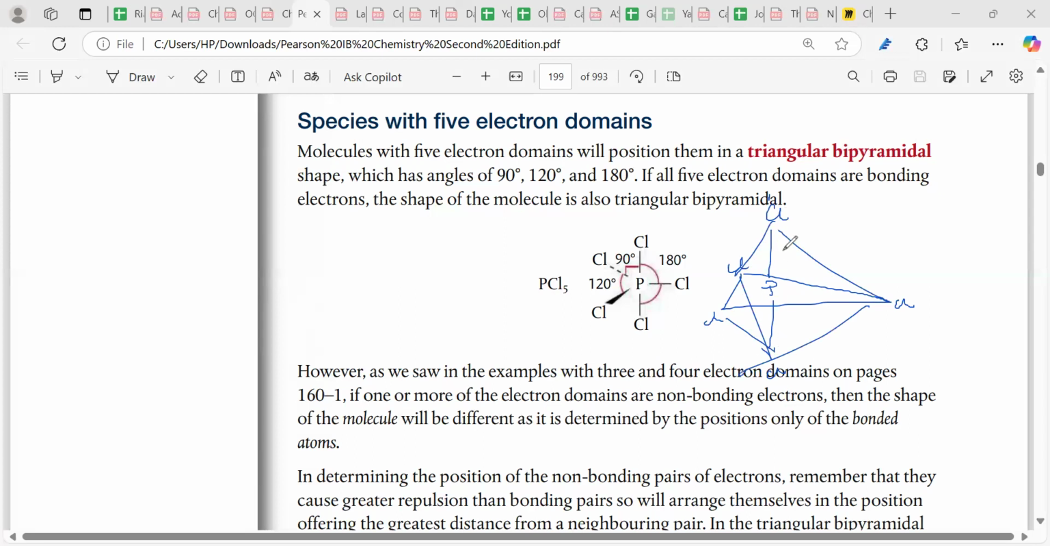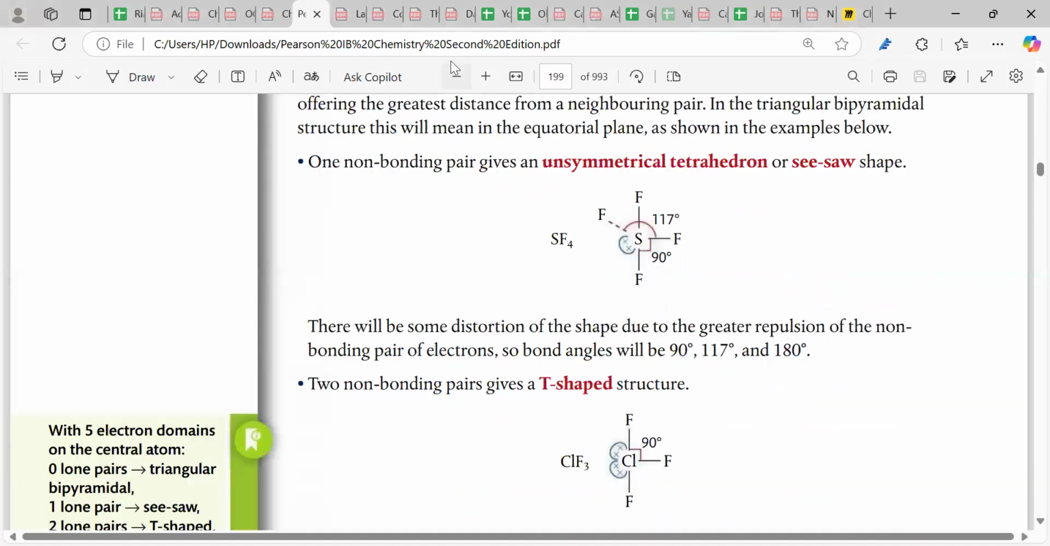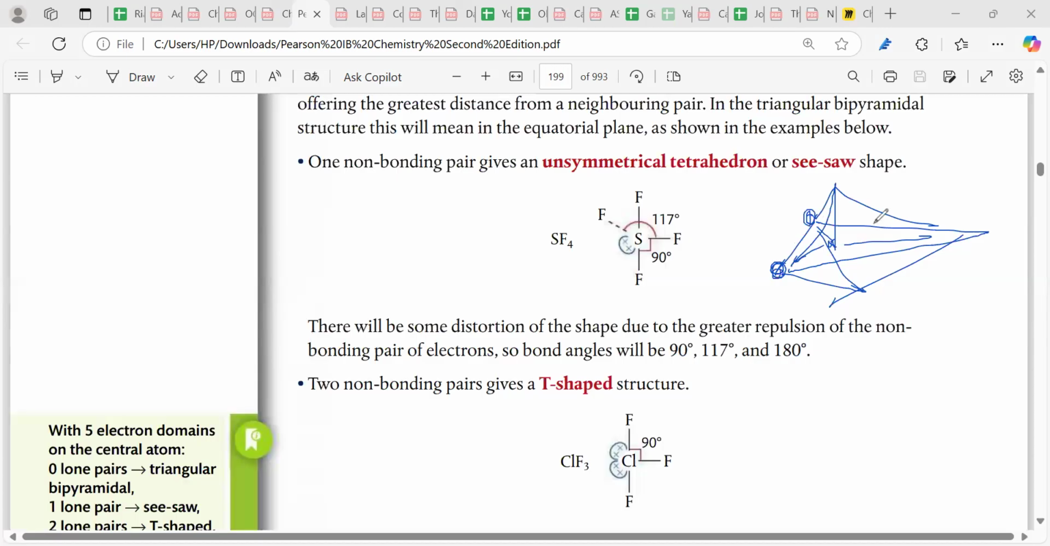If you are having a lone pair of electrons, where should the lone pair be? It should be in the axial position. Is it clear? In a triangular bipyramidal, these positions are called axial positions, and these positions are called equatorial positions. Understood?